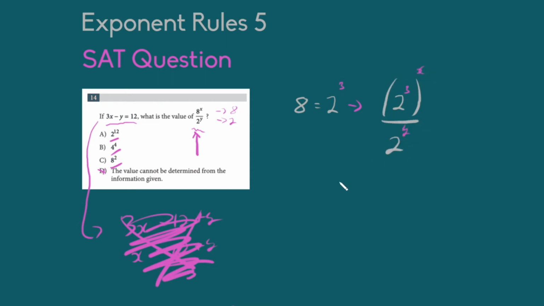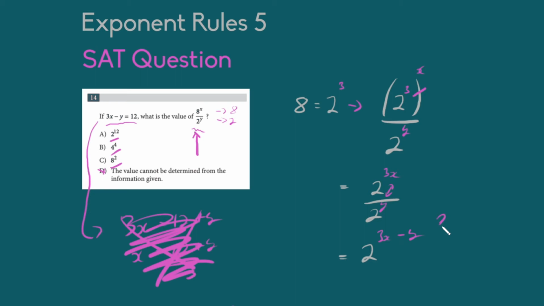Now we can start deploying our exponent rules that we've been doing all the way through. So we need to multiply that 3 and the x together. So we have 2 to the 3x over 2 to the y. And when we divide exponential expressions with like bases, we subtract the exponents from each other. So this becomes 2 to the 3x minus y.